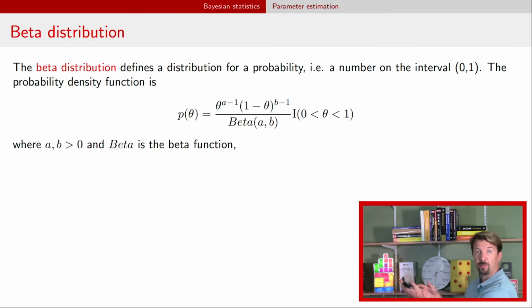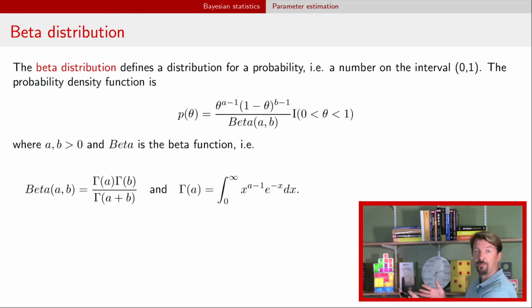In the denominator, you have this beta of A, B. That's something called the beta function. So the beta function here is defined as the product and ratio of gamma functions. The gamma functions are defined by this integral right here. But for our purposes, we don't need to know this. We're going to be using, say, the software R to determine how to do calculations using the beta distribution. And so this is just for completeness, but you don't need to know it.